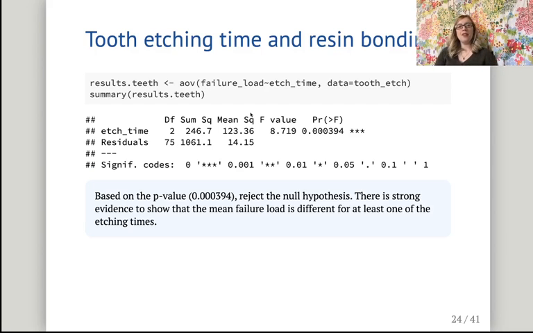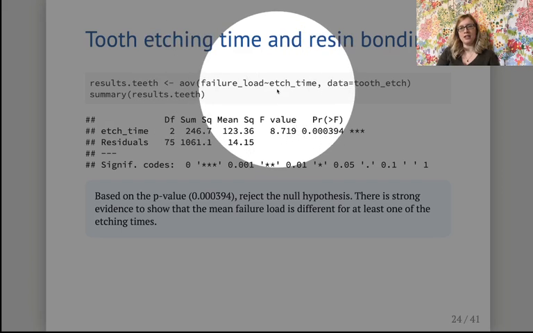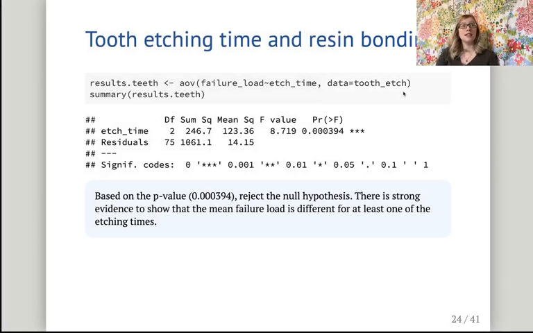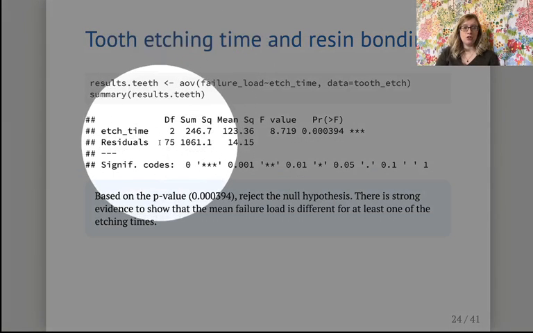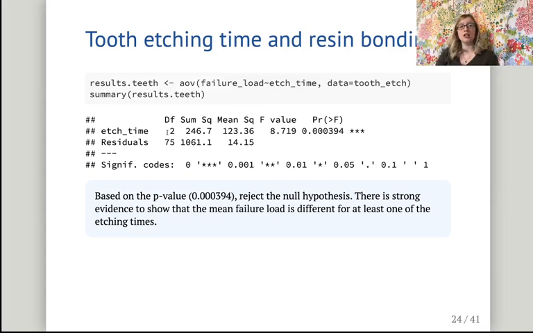So here's what this ANOVA model looks like. We'll see how failure load depends on etch time. So we write failure load tilde etching time. Data is the tooth etch data set. Here's a summary. We have three groups, so our degrees of freedom here should be 3 minus 1 or 2, so that's good. That's a good check.